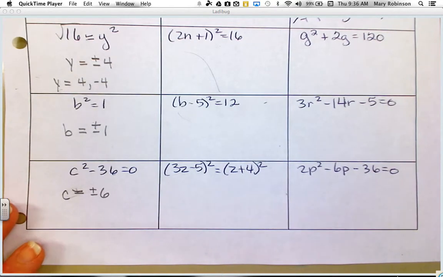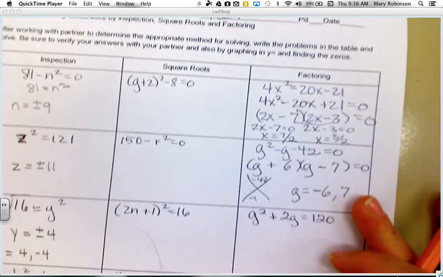So those are pretty easy, right? All right, so when you look at a set of problems, what you want to do is go through and say, well, are there any I can just solve by inspection real quick? Because if so, those are the easiest ones. Next, we have square roots.